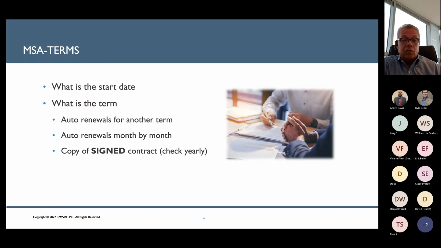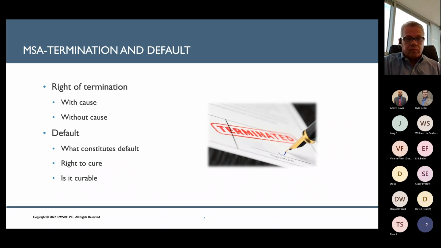There can be an issue if we can't produce a signed contract in some cases. And one thing that I ask my clients to do, or encourage them to do, is send me a copy of the signed contract, and that way I can put it in our file. So, we know that it's somewhere that we've got a copy of that contract that's signed by both parties.